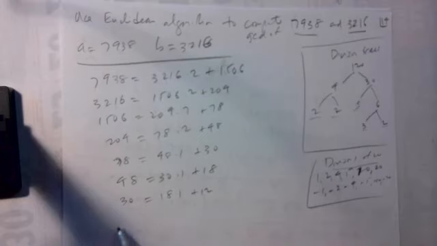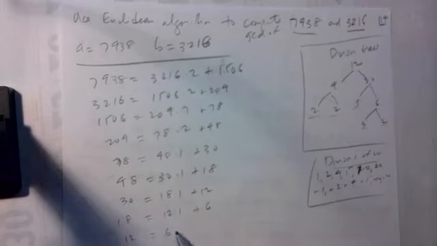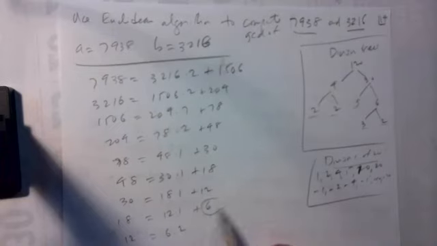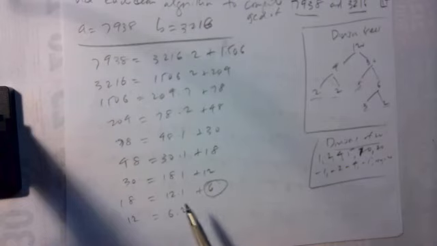A lot of steps here. 18 divided by 12 goes once and leaves a remainder of 6. And 12 divided by 6 leaves a remainder of 0. So the last positive remainder is 6. And so the greatest common divisor of these two numbers is 6.